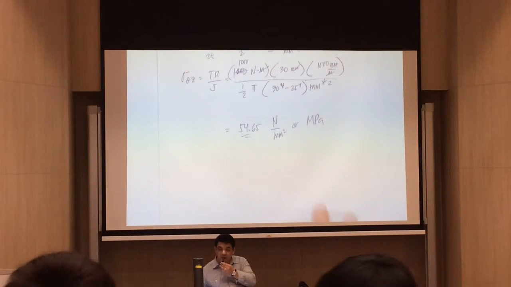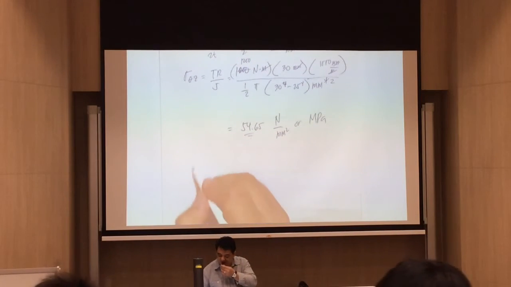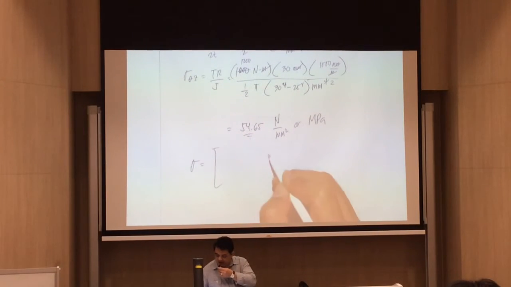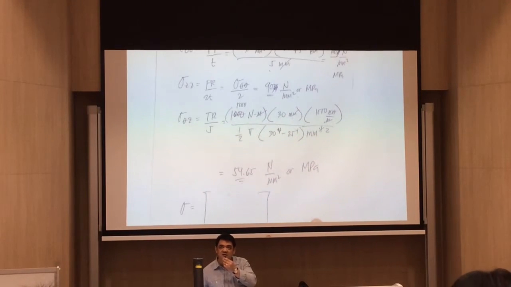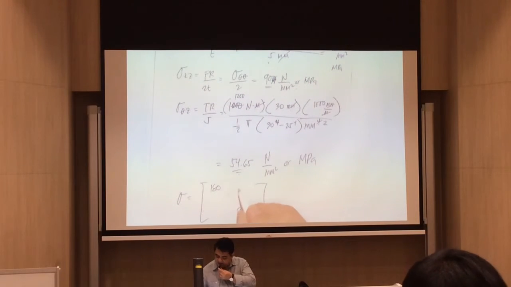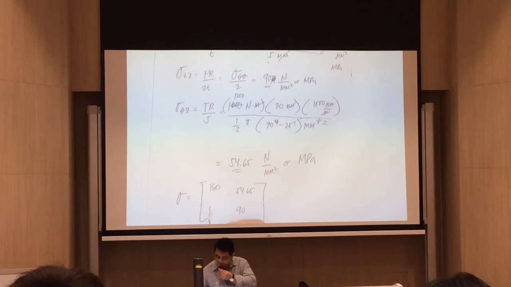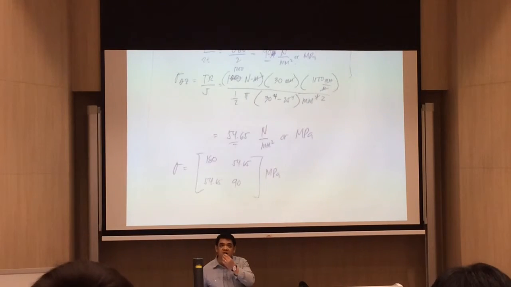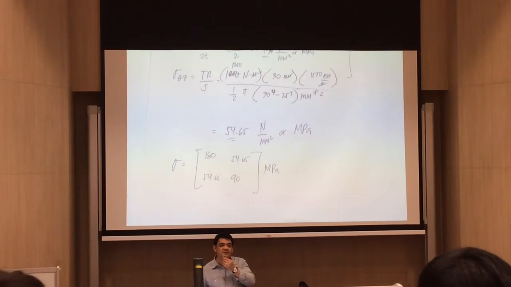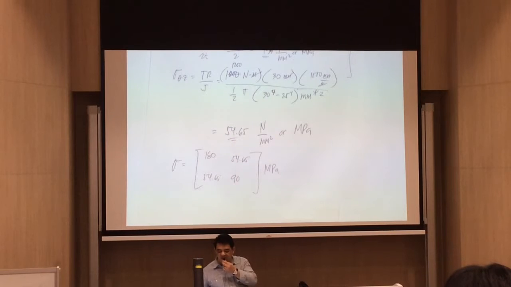Now, if you want now to write your state of stress, let's assume now everything is okay. So this one is 180, that's 90, 54.65, 54.65. So that will be in megapascal. How about that? Yes? And of course, since this one is 2D, it's very easy to calculate for your principal stresses.